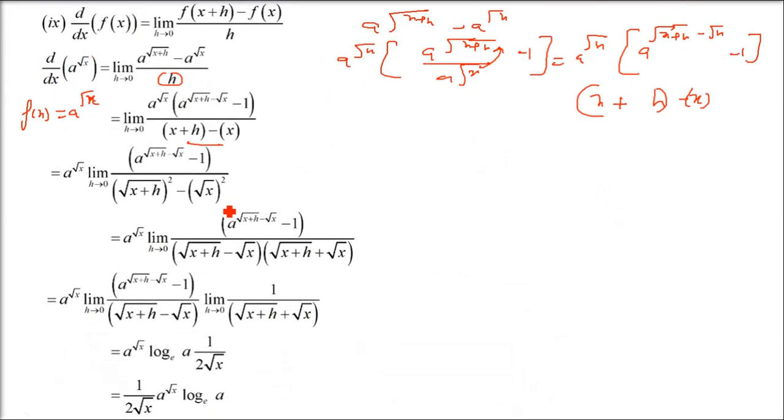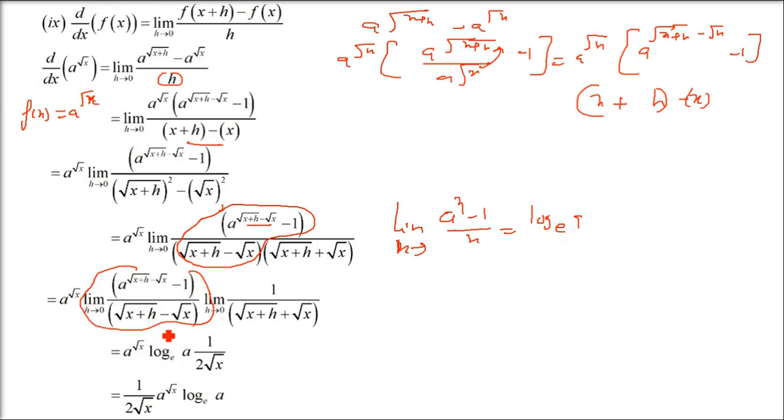This is a raised to this whole, so this is, say, x or theta: (a raised to x minus 1) by x. So limit h tends to 0, or you can say x tends to 0 or theta tends to 0, whichever way you want. This is log a. So this whole will become log a, base e. A raised to root x was already there.